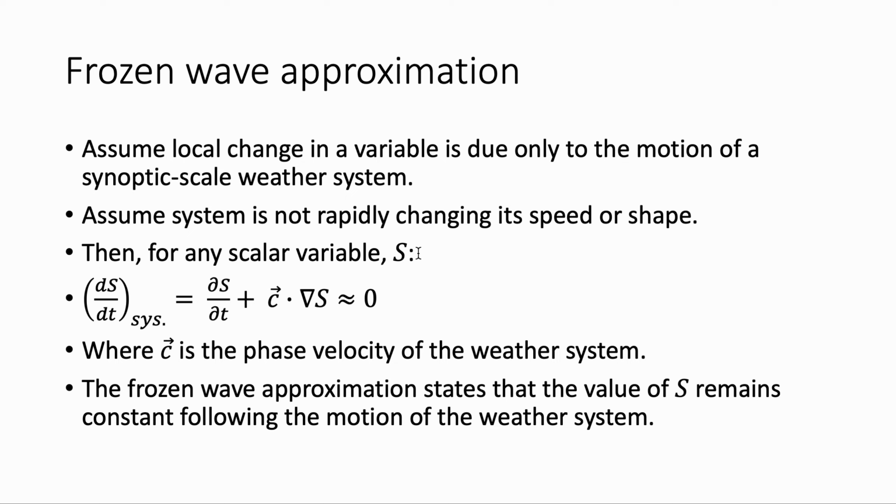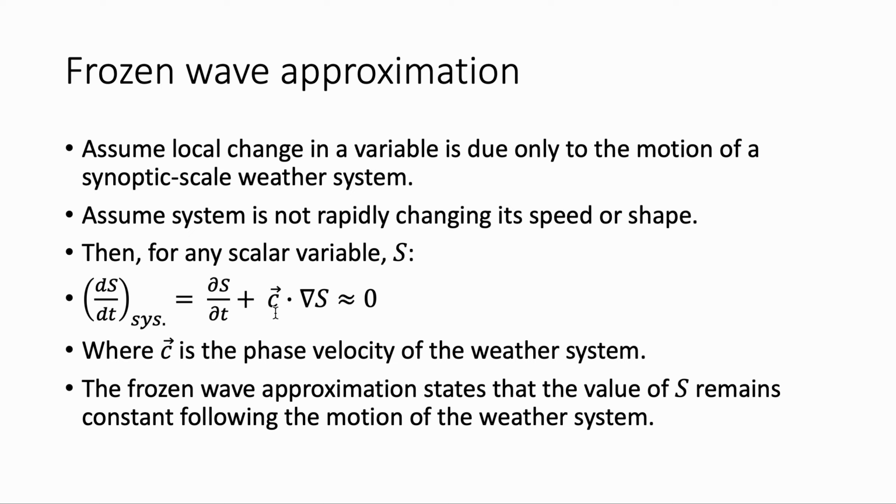Then for this scalar variable that you defined, you can show very simply that the total derivative, if you follow the system, is 0, which means that any local change in this variable must be compensated by changes due to advection. And the advection here is dominated by C, and C is the phase velocity of the weather system. Okay, so you have this wave that is quote unquote frozen. So it's translating, in our case, to the east, and it is frozen. It's moving, but it's not changing shape.